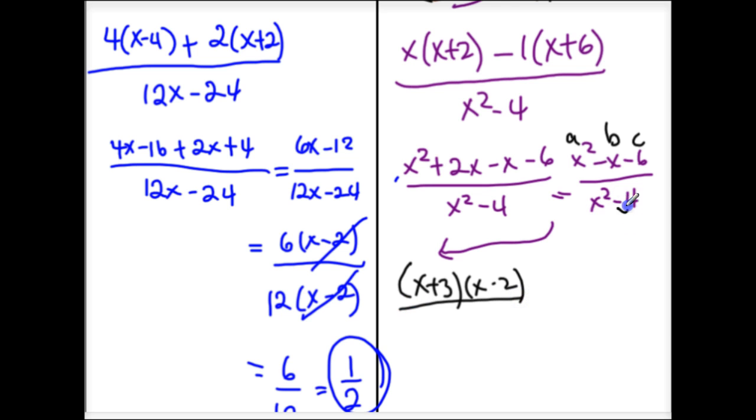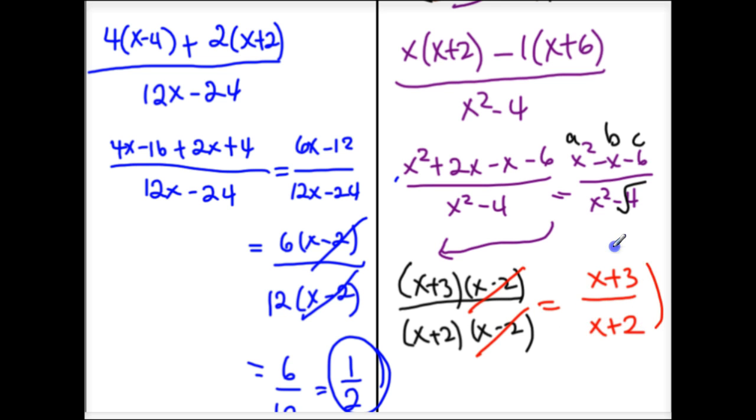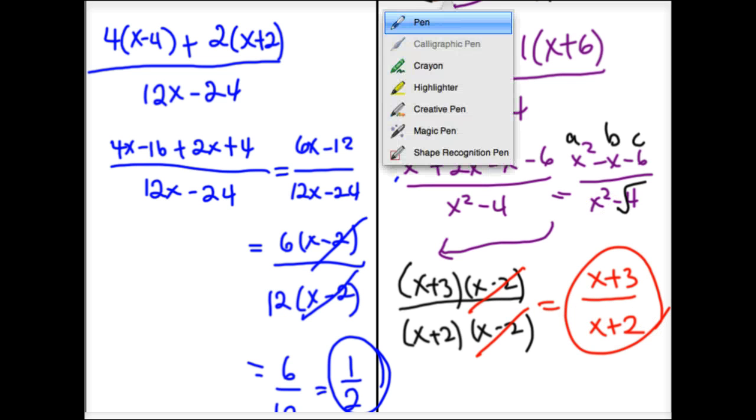The bottom, this is a difference of squares, so I take the square root of that. This is x plus 2 and x minus 2. Look at this. My x minus 2's cancel, and I'm left with x plus 3 over x plus 2. And there you go. That's my final answer.